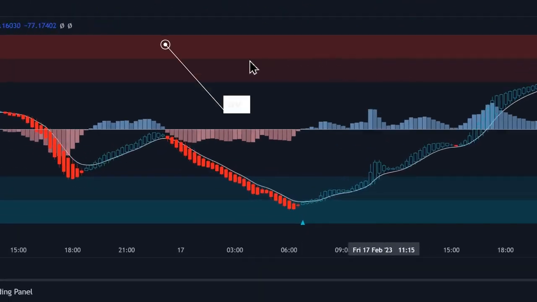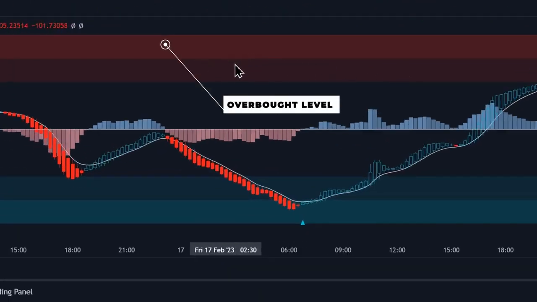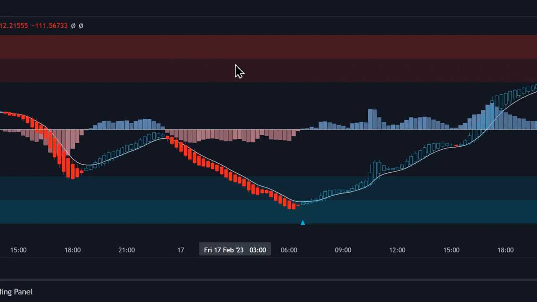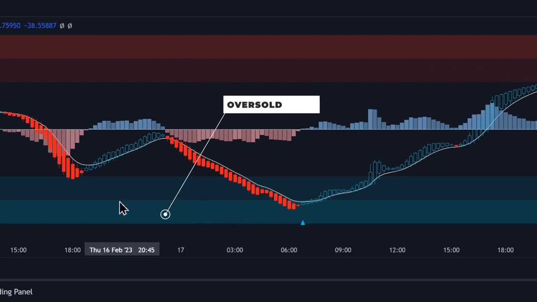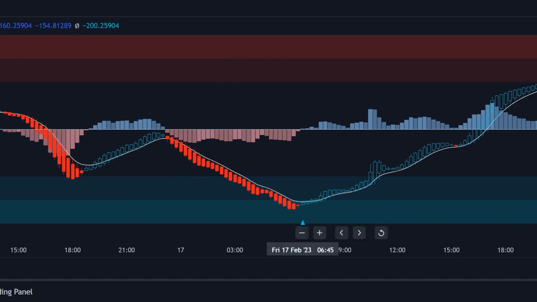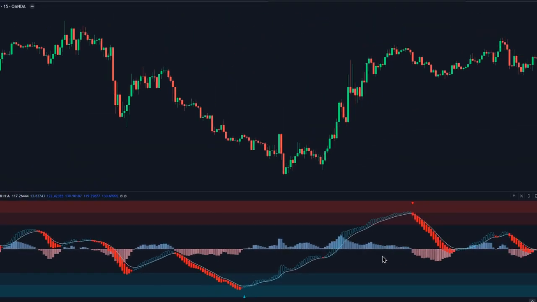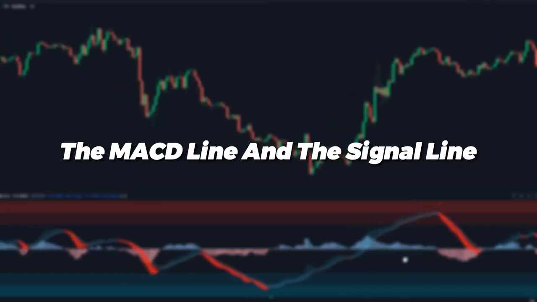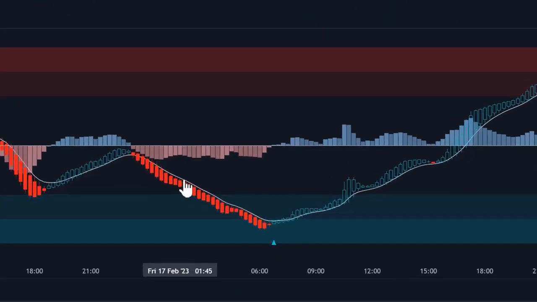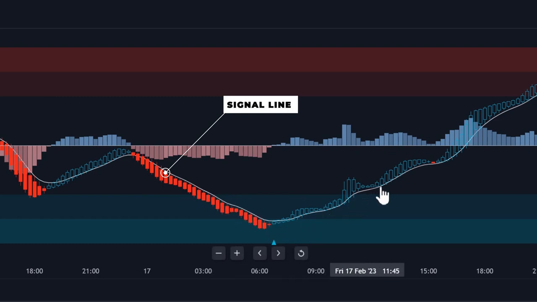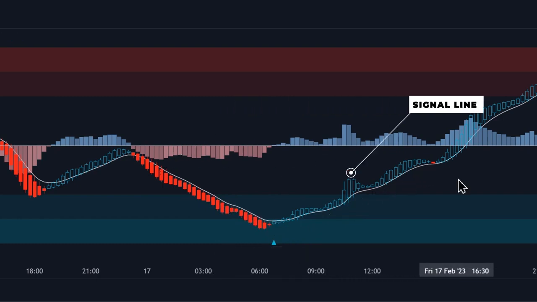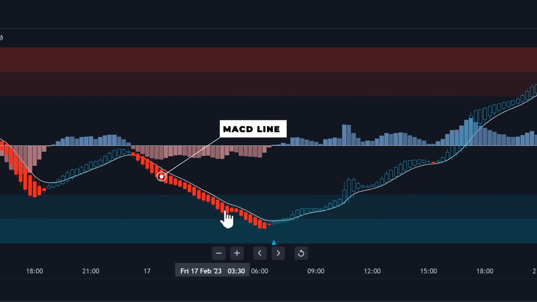This upper red level is called the overbought level. This lower blue level is the oversold level. Now, just like the traditional MACD indicator, the standardized MACD also contains the MACD line and the signal line. This white line traversing the indicator window is the signal line. And these Heikin-Ashi candles represent the MACD line.